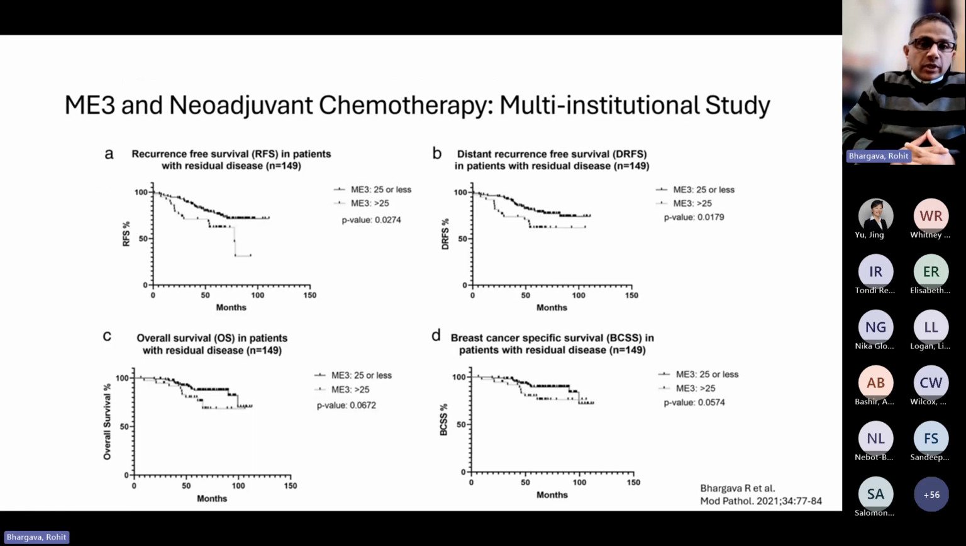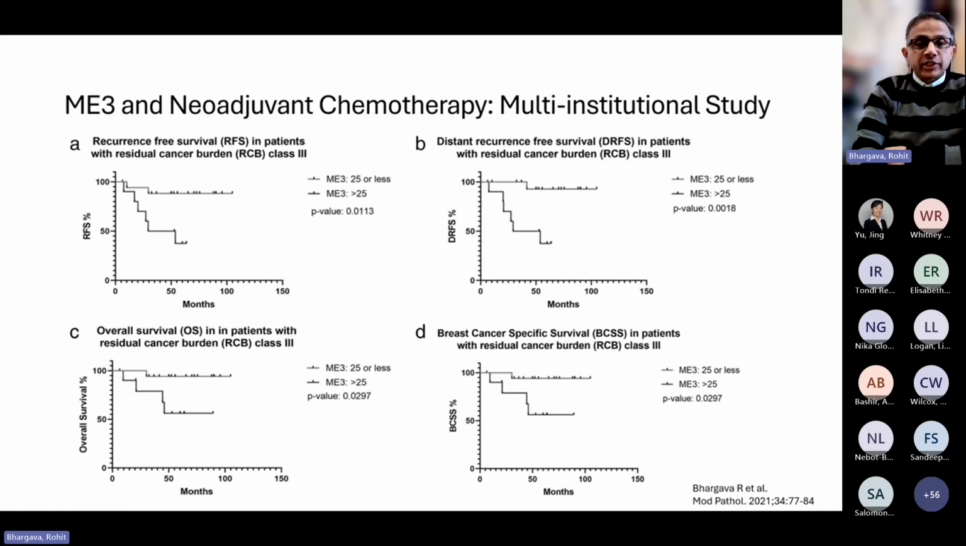And although data was not available on all cases, in the patients with residual disease, Magee equation 3 score 25 or less had better survival, recurrence-free, and distant recurrence-free survival compared to the group that had ME3 pre-therapy score greater than 25. And there was also a trend for better overall survival and breast cancer specific survival.